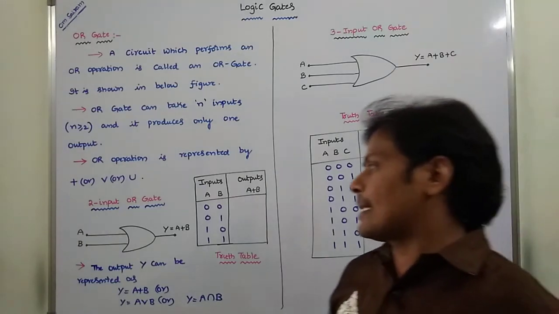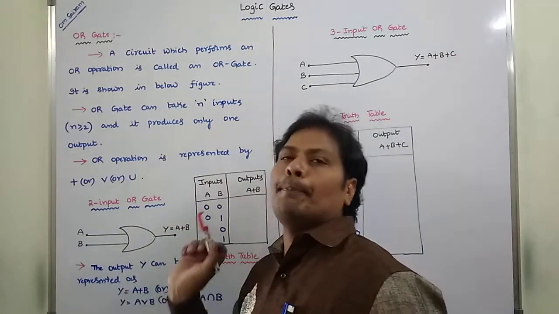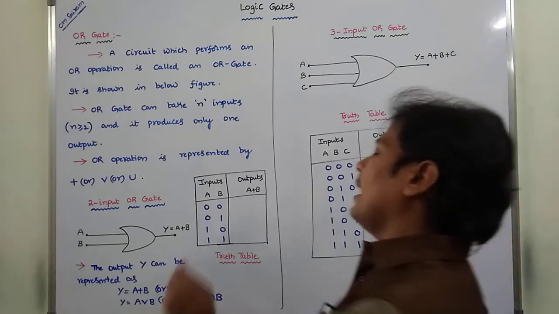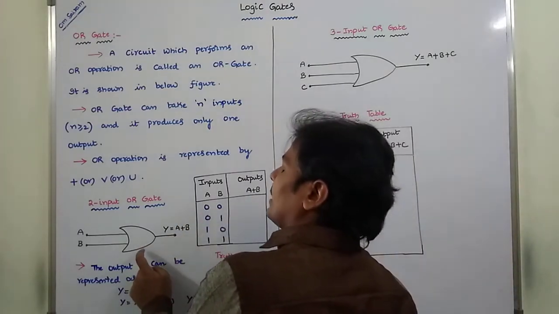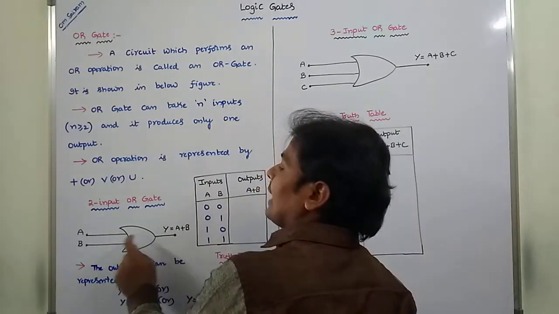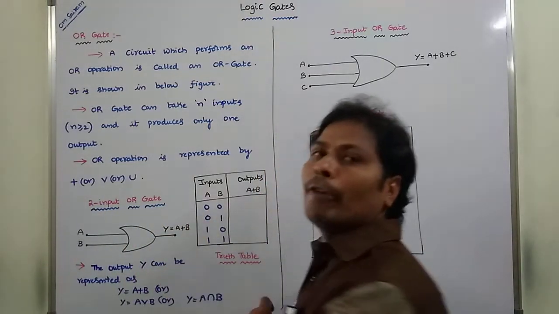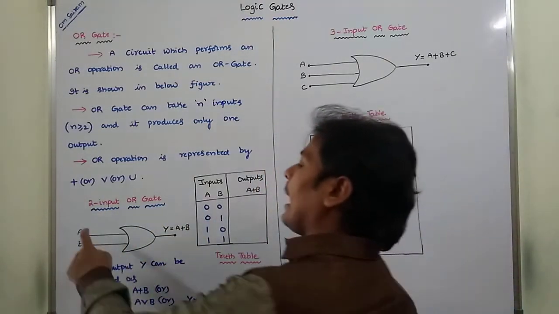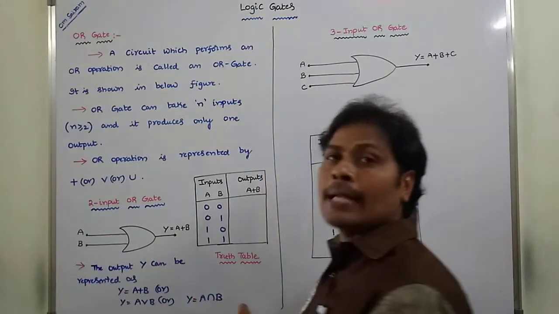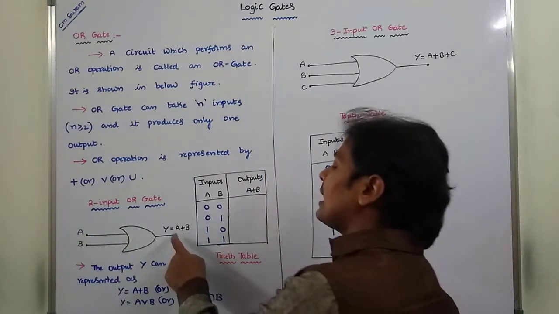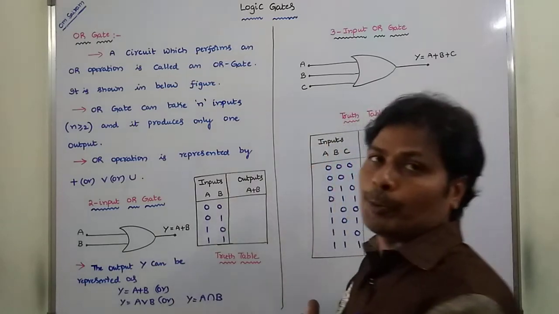Okay, next we go for the 2 input OR gate. So here, this OR gate can take 2 inputs and it produces only one output. Here A and B are called the inputs and Y is called the output.